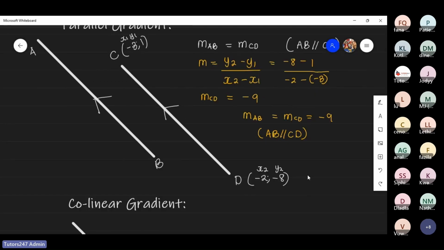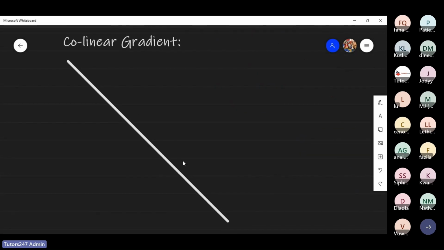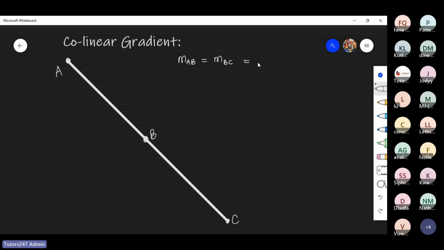So let's move on to collinear gradient. Now, collinear gradients are kind of special because we've got 3 points on one line. So if this represents our point A, if this represents our point B, and if this represents our point C, it then states that if the lines are collinear, the gradient of AB is equal to the gradient of BC is equal to the gradient of AC. Reason being is that these lines are collinear.